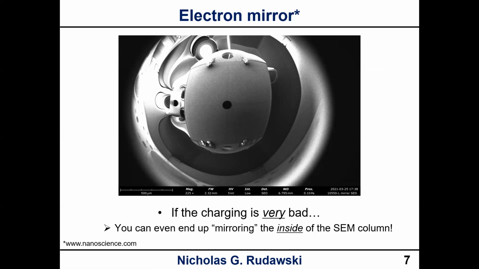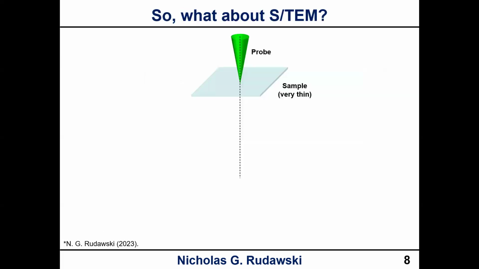So yeah, this is the worst case scenario. This would be something like if you were imaging a piece of glass, for instance, an uncoated piece of glass. That would be a perfect example of what could happen, okay? Now we've been discussing this in reference to SEM. We want to now ask the question about STEM, though, okay?